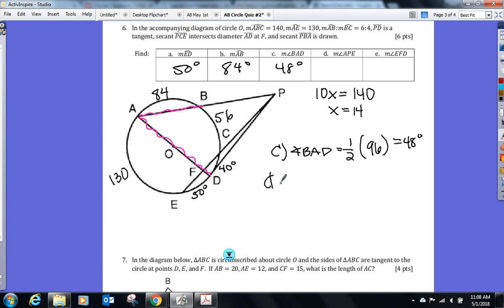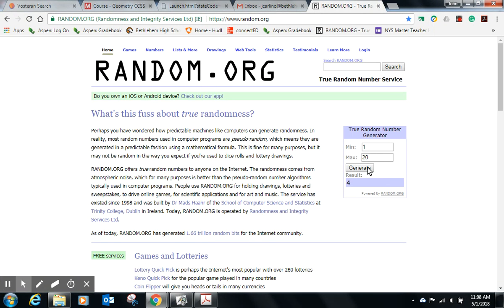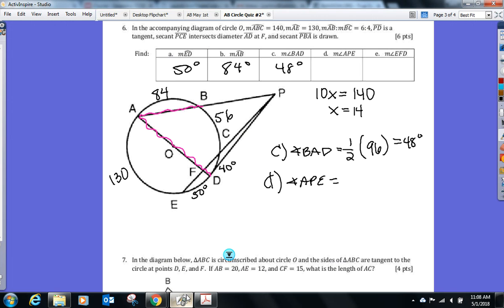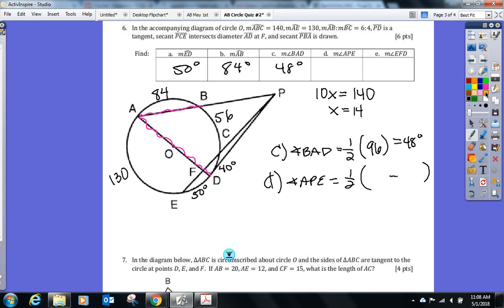Okay, angle APE. Inside or outside? APE. It is outside the circle. You're going to subtract two arcs now. Let me do this one. Actually, let me get rid of the pink here. Let me go green for you. APE, ready?